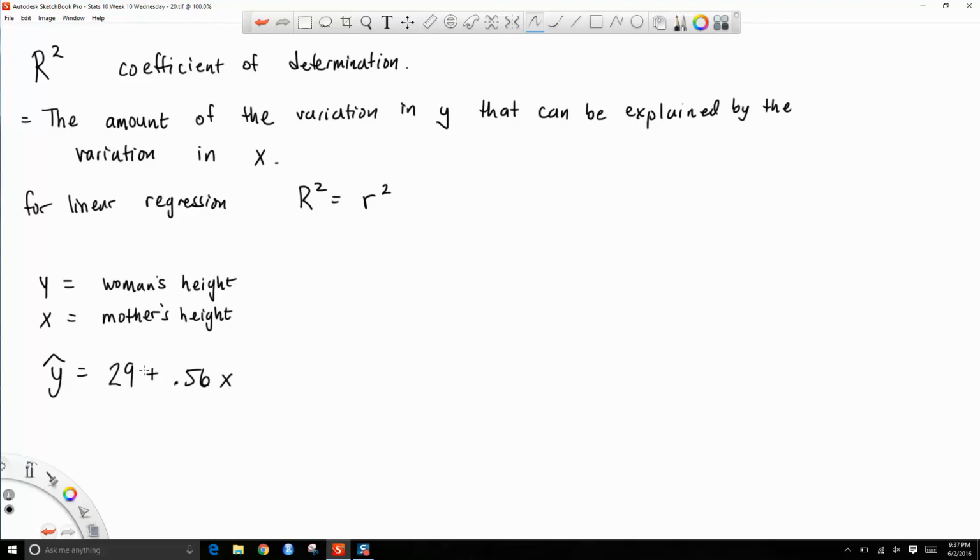All right, so here you were saying, if a mother's height is something, like if x is equal to 60, we predict y hat is 29 plus 0.56 times 60. I don't know what this is, 60 times 0.56 plus 29, we would predict 62.6 inches.